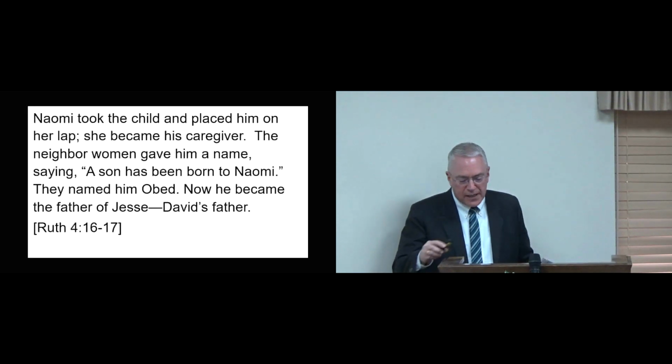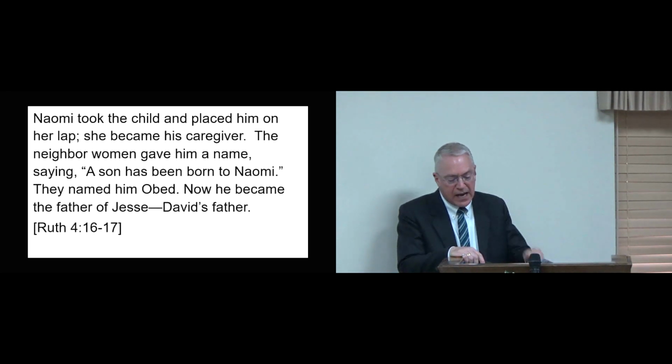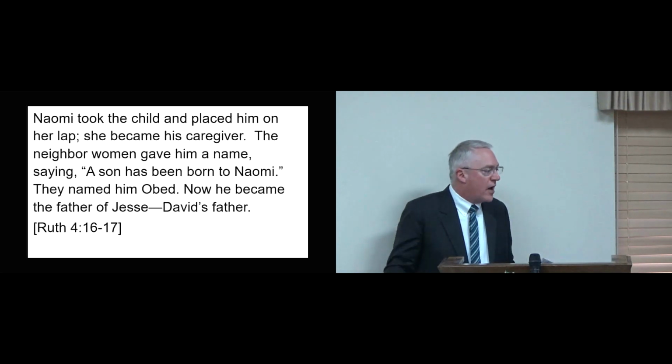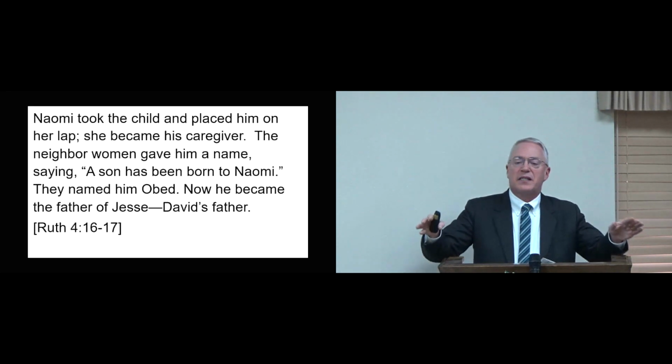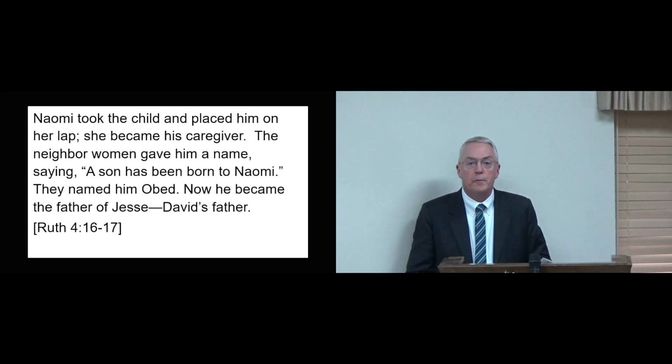Naomi took the child, placed him in her lap. She became his caregiver. The neighbor women gave him a name, saying, "A son has been born to Naomi." They named him Obed. He became the father of Jesse, David's father. Line of the Messiah, the kings, and the Messiah comes through Ruth.